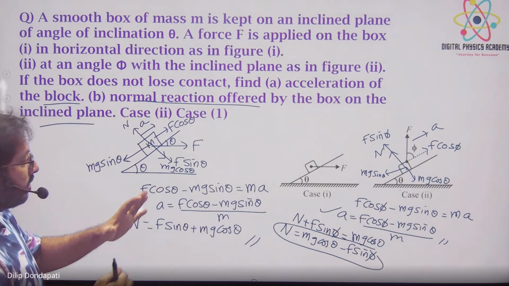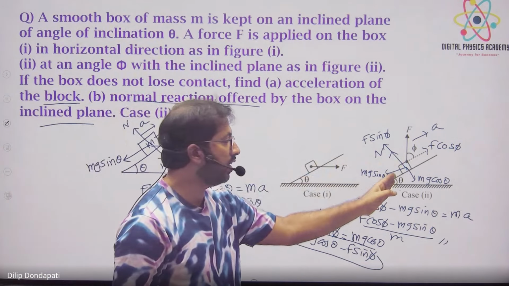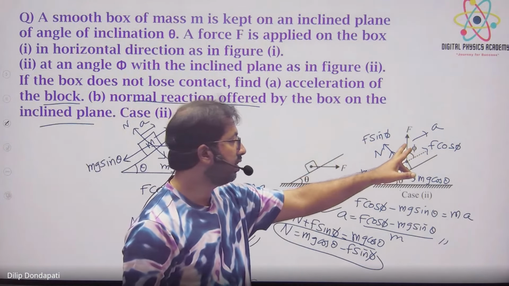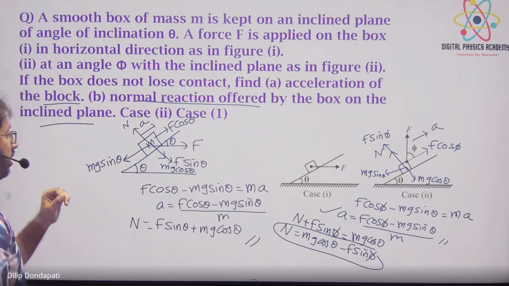Initially it will look a bit difficult, but if numbers are given it is easy. 2 kg, 30 degrees, you can easily solve, and suppose this is 60 degrees, you can find it easily. Numbers will be there, meaning it will become easy. Okay, do the next question.